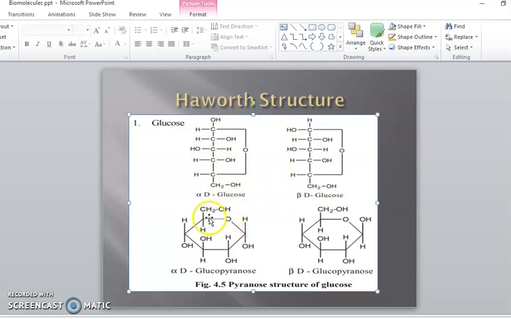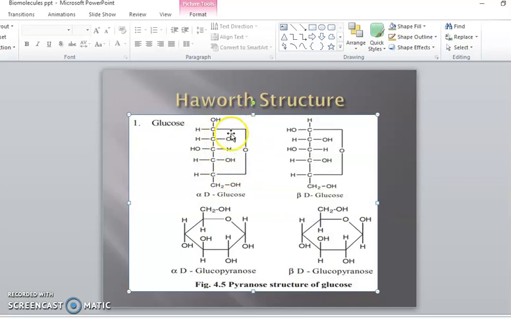First, you put this circle and then this hexagon. This hexagon includes one oxygen atom. Now you start from this point. Actually, here you are going to select 6 atoms. One is oxygen.